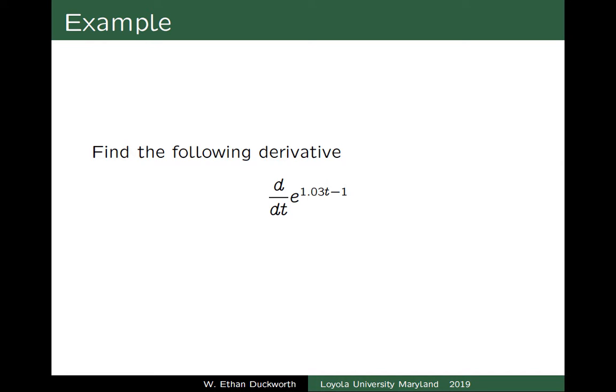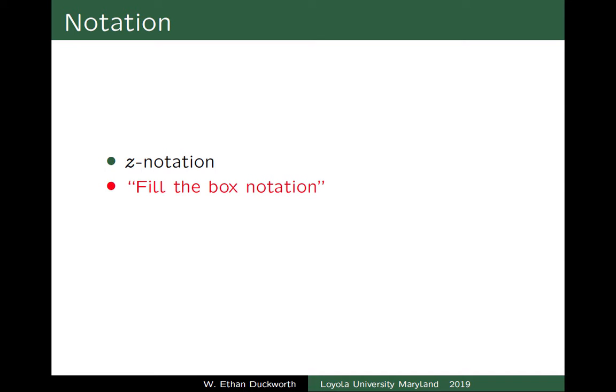In this example, we're going to look at the chain rule and apply that to take the derivative of e to the 1.03t minus 1. And I'm going to do this using three different kinds of notation. Z notation, fill the box notation, and in your head notation.